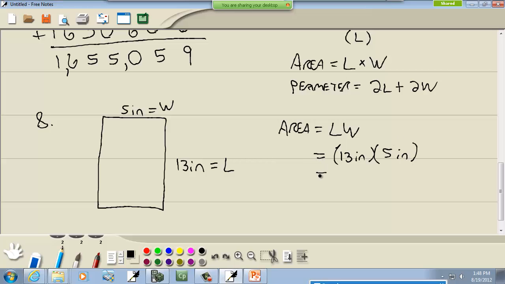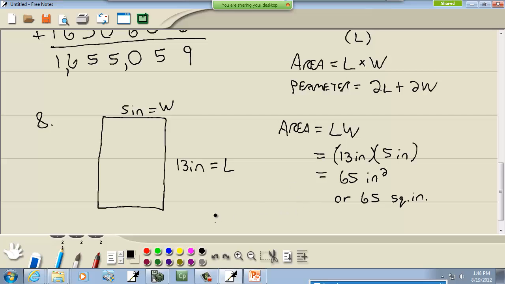Now 13 times 5 gives us 65. And inches times inches, as weird as it sounds, gives us inches squared. And we'll talk more about that later because that's an exponent. We haven't talked about that. But it's also written as 65 square inches.